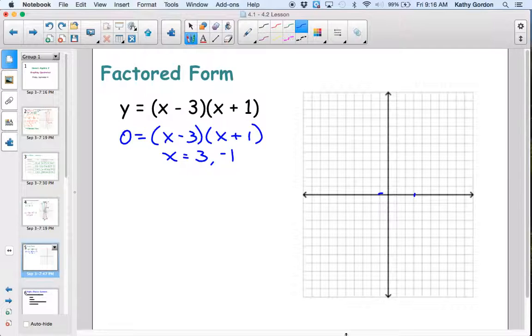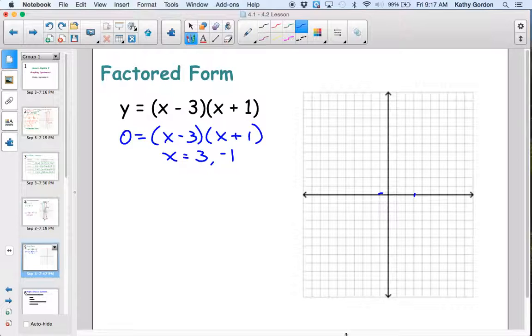Okay, how does that help? Those are like 2 points that you use. Okay, so I've got 2 points out of the 5. Awesome. What else can I figure out, Julie?